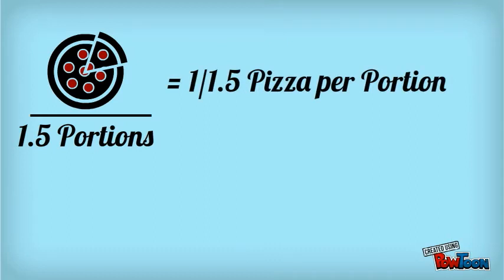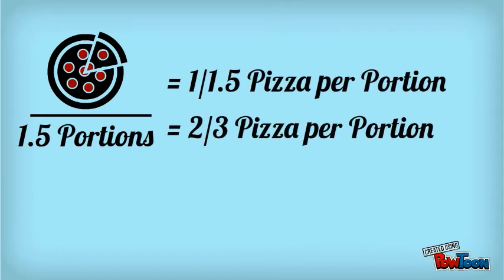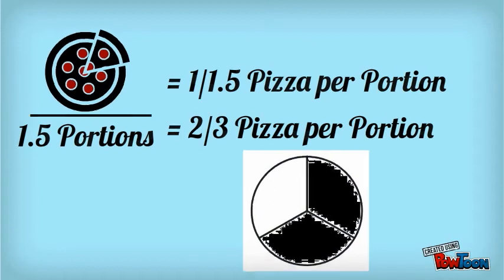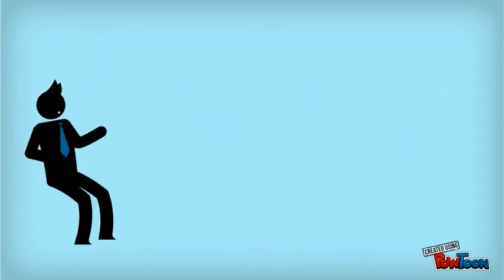Of course, the same sort of principle works for non-whole numbers. What if your girlfriend only wants half of the pizza you want? Then you're splitting the pizza into 1½ portions. That's 1 pizza per 1.5 portions, or, more properly, 2/3 of a pizza per portion. 2/3 of the circle is a single portion.